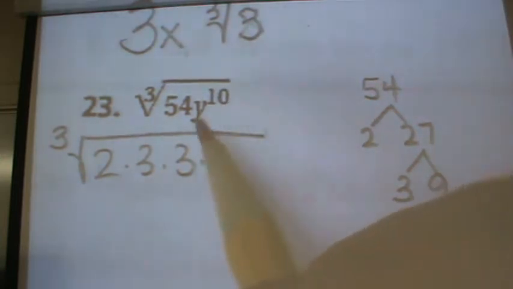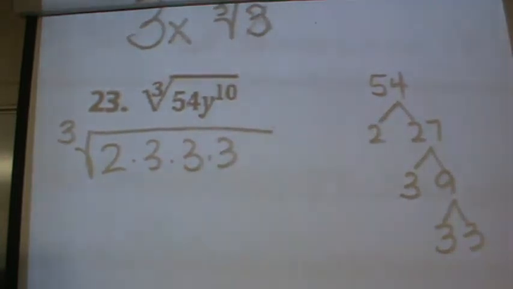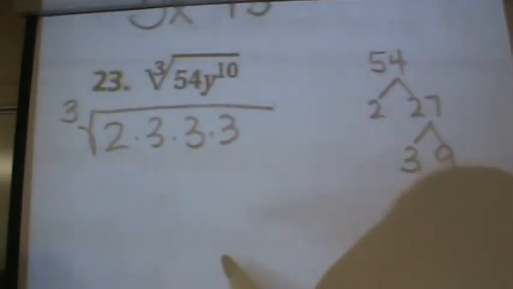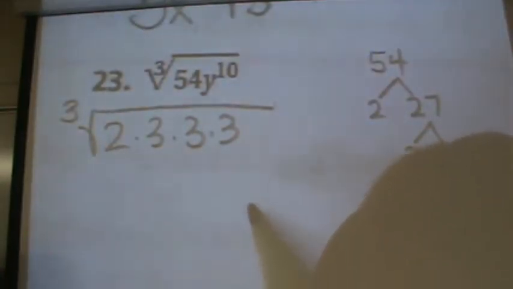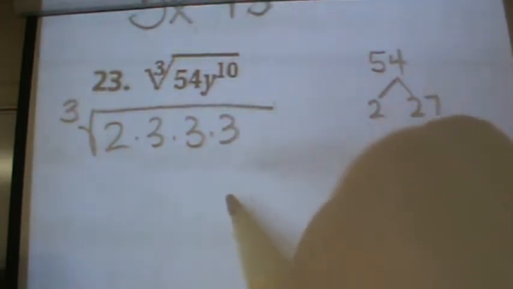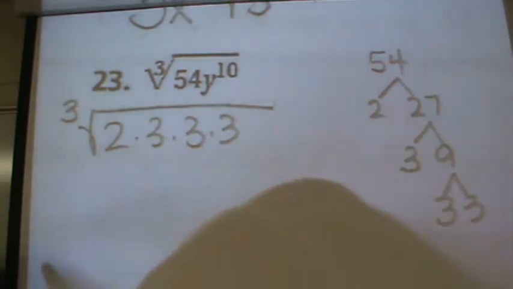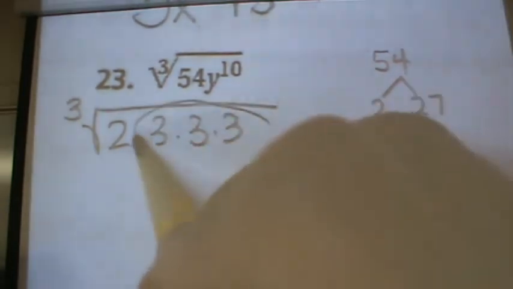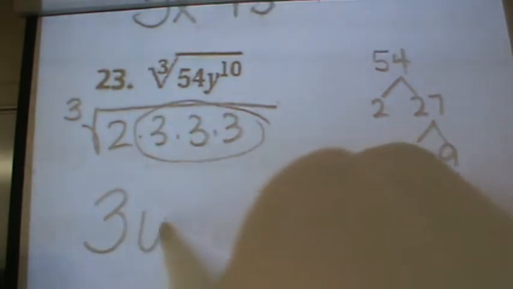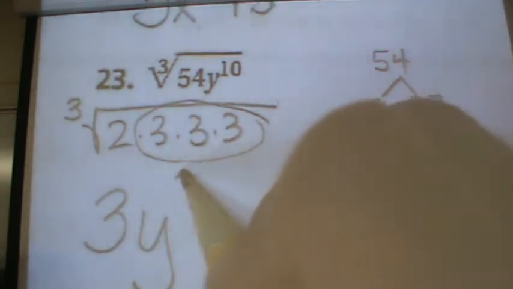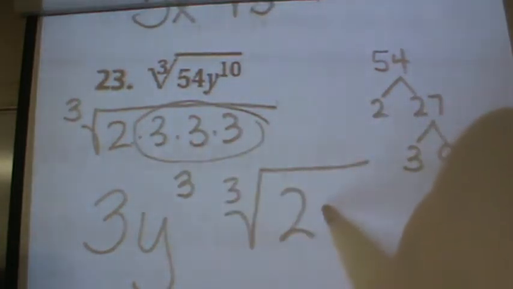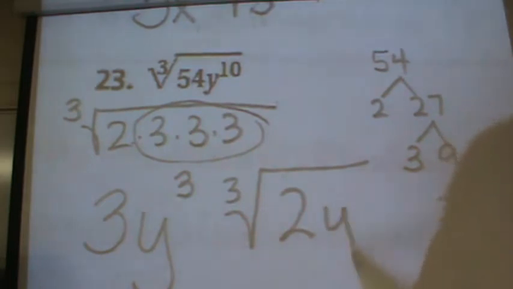Now, do you need to write 10 y's out? No, you just know. How do you know? Because I know that you can take it out 3 times. How many times? 3 times with what left over? 1. Good job. So what comes out? A 3 and y to the third. And what stays? 2y. Good.